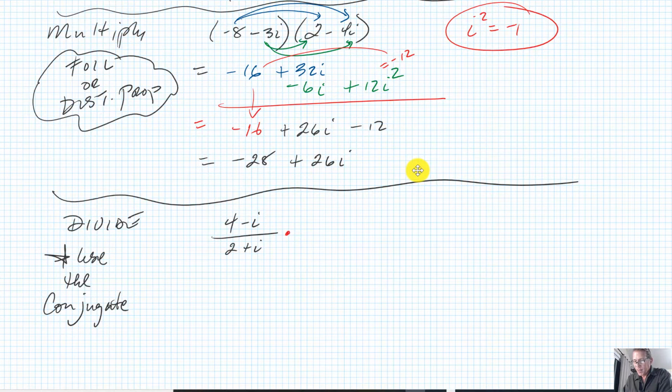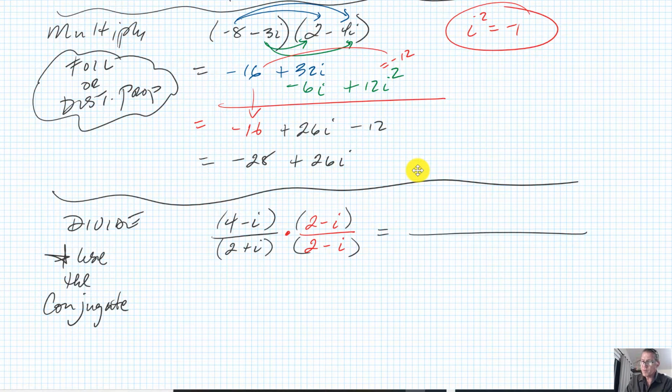So the conjugate of 2 plus i is 2 minus i. All you do is change the sign of the imaginary part from positive i to negative i. That's all you do. The real part stays the same. But you've got to multiply it in the form of 1. And because these are binomials, you have to distribute. So 4 times 2 is 8. 4 times negative i is negative 4i. And then you distribute the i here. So negative i times 2 is negative 2i. And then negative i times negative i is positive i squared.